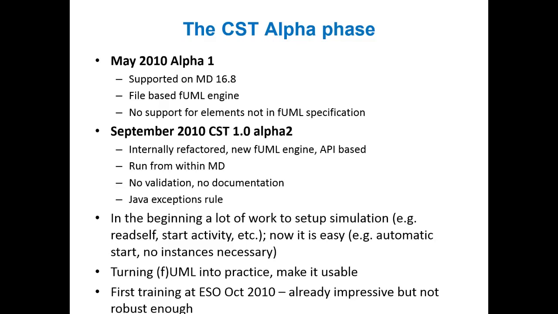Some months later, there was the CST 1.0 Alpha 2 version, which was refactored with an API-based fUML engine that you could run from within MagicDraw. The biggest difficulty was that when you had a model, you did not know it was syntactically right until you actually executed it. We ran into a lot of problems because there was no validation suite that would show you where the problems were. It was a lot of trial and error to start to understand what UML and executability is about. And you had a lot of Java exceptions when you did something wrong in this alpha version, which is normal.